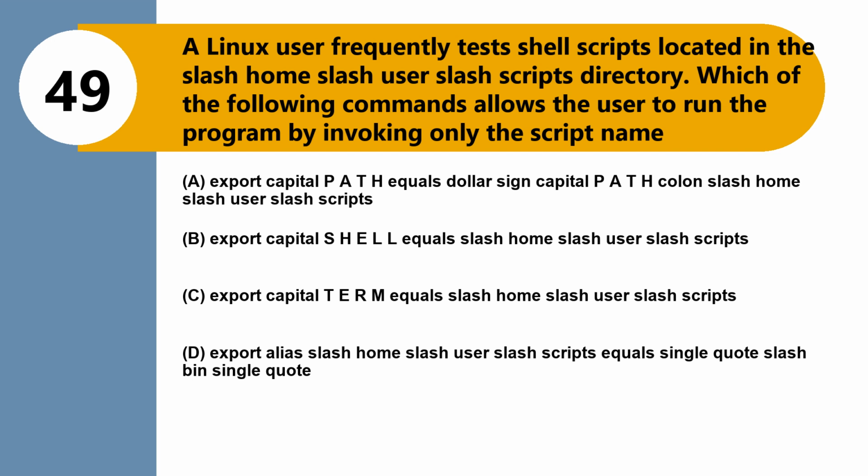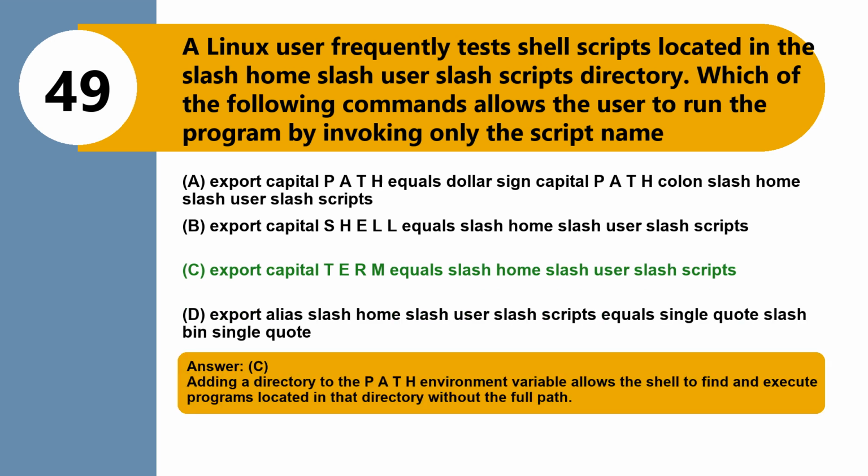Option C, export $TERM equals /home/user/scripts. Option D, export alias/home/user/scripts equals /bin. The correct answer is option C, export $TERM equals /home/user/scripts. Adding a directory to the PATH environment variable allows the shell to find and execute programs located in that directory without the full path.